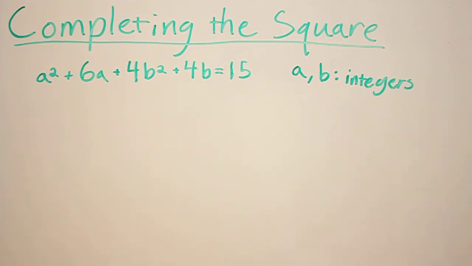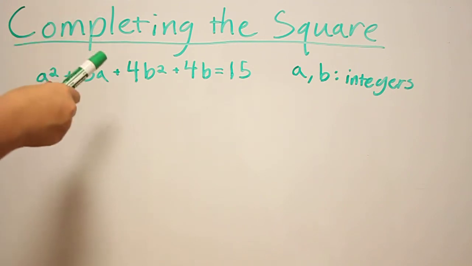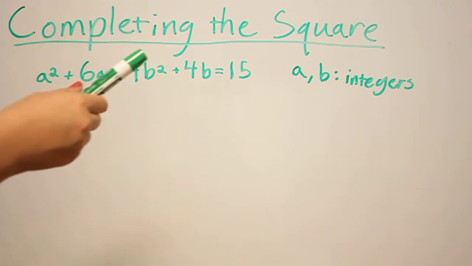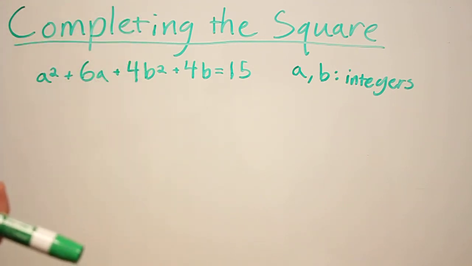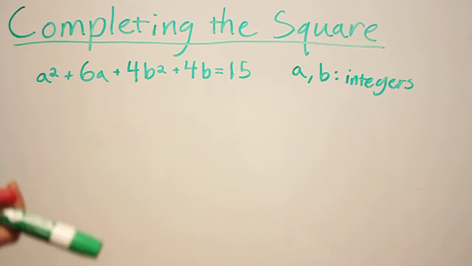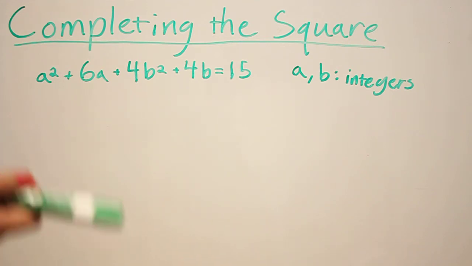Here's a question. If you know that a and b are integers, and a squared plus 6a plus 4b squared plus 4b equals 15, what are the possible solutions for a and b? A good way to tackle this kind of problem is a method called completing the square.